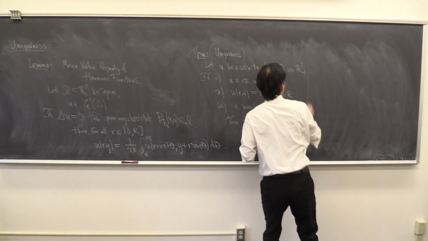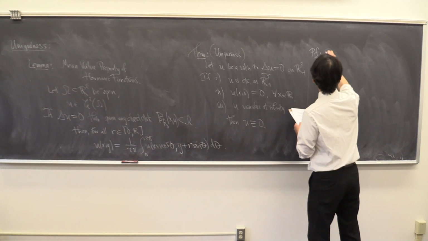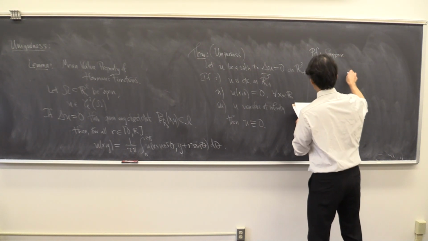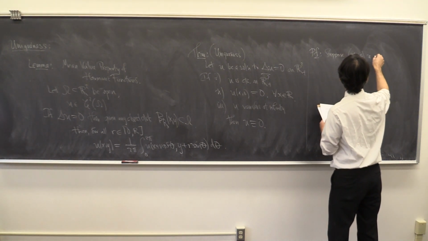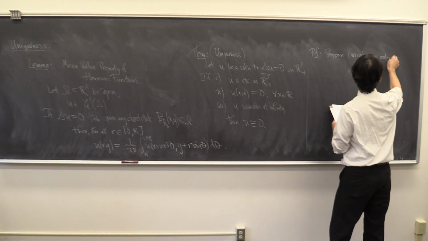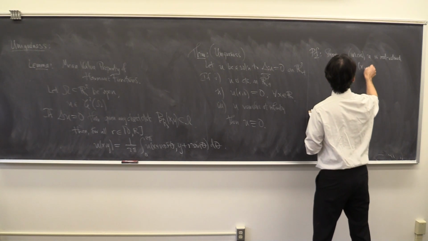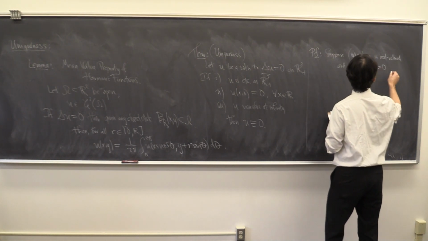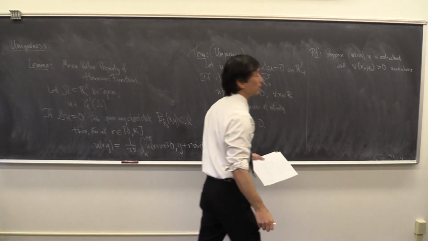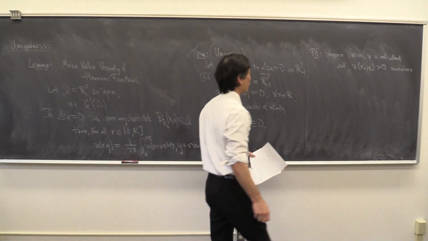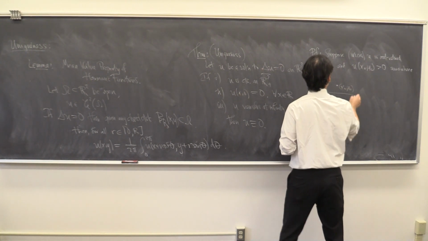Okay. So the proof goes like this. Without loss of generality, suppose that U is real valued, and that U is non-zero somewhere. Suppose it's non-zero somewhere. Okay. So there's some point where you're non-zero.